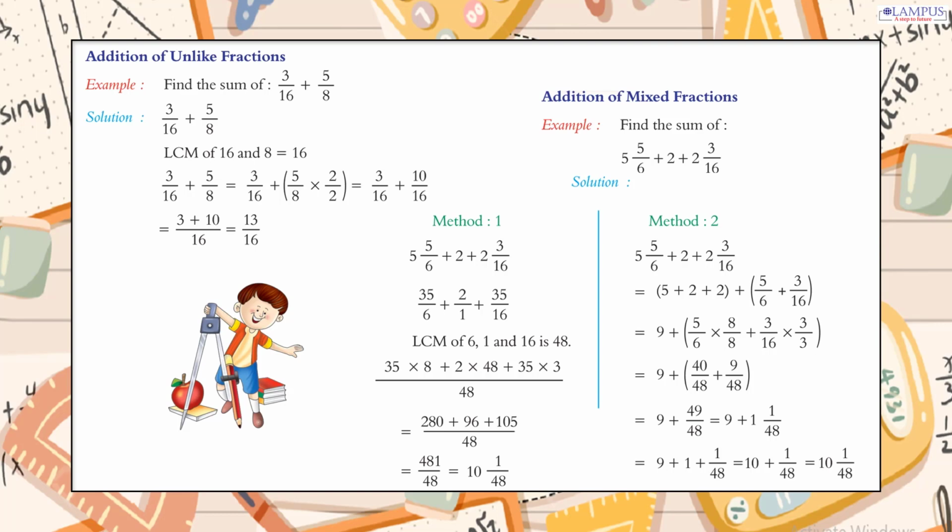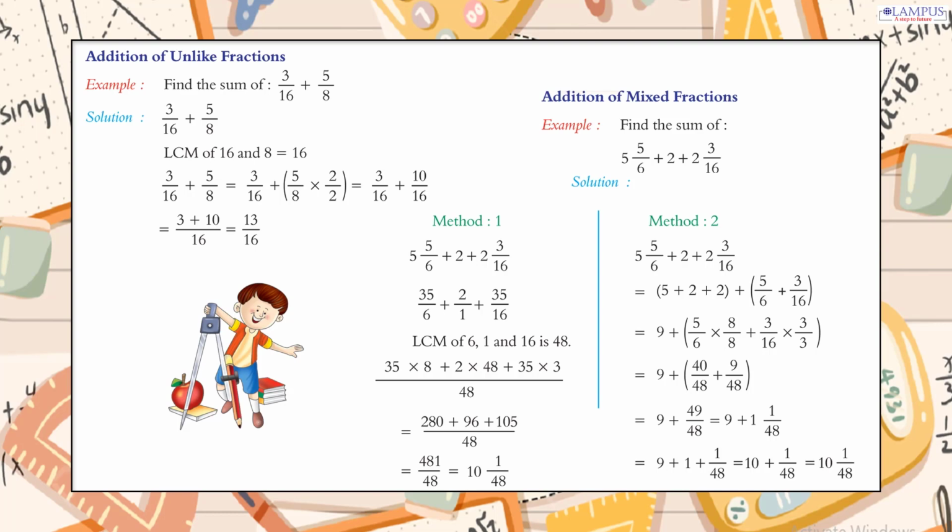LCM of 6, 1 and 16 is 48. 35 multiplied by 8 plus 2 multiplied by 48 plus 35 multiplied by 3 whole divided by 48 equals 280 plus 96 plus 105 whole divided by 48 equals 481 by 48 equals 10 and 1 by 48.